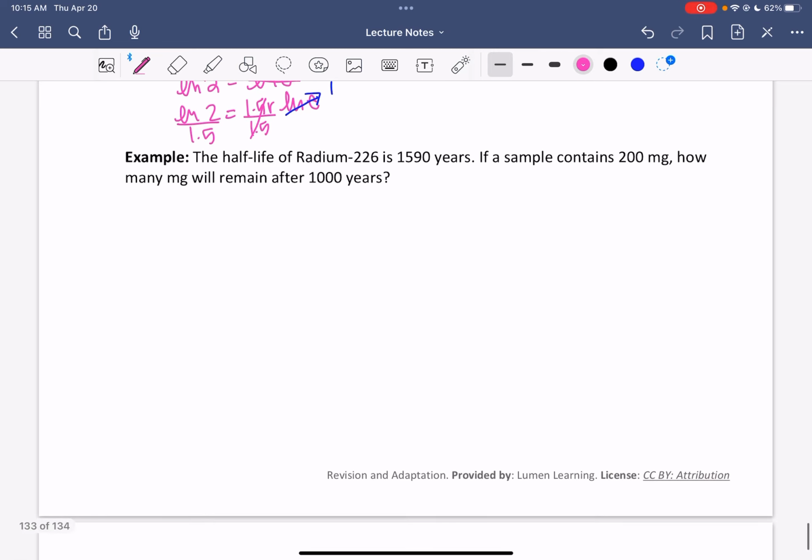The next one says the half-life of radium-226 is 1590 years. If a sample contains 200 milligrams, how many milligrams will remain after 1,000 years? So let's do some key takeaways here.